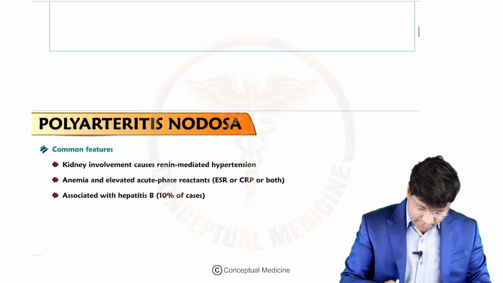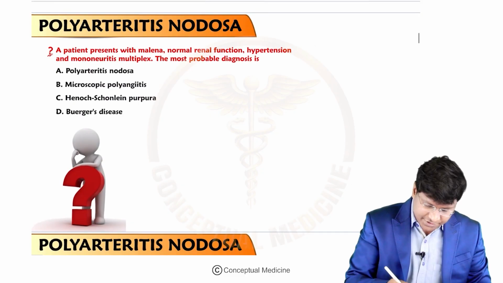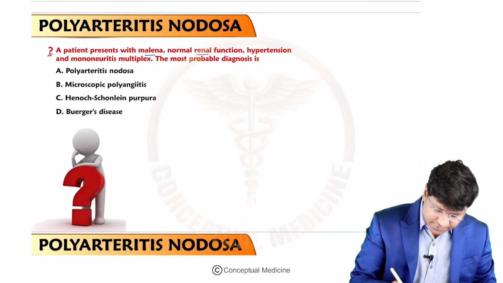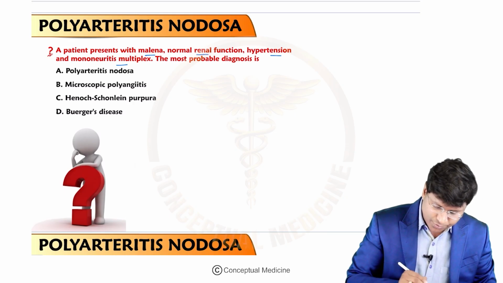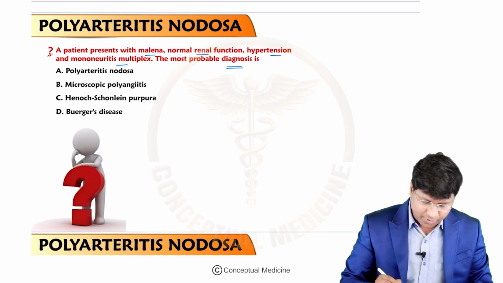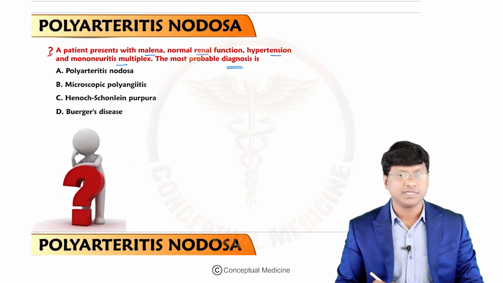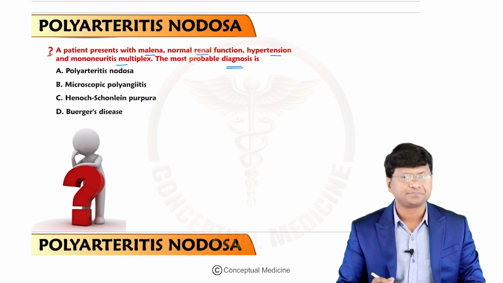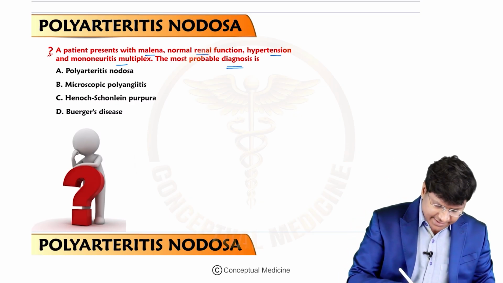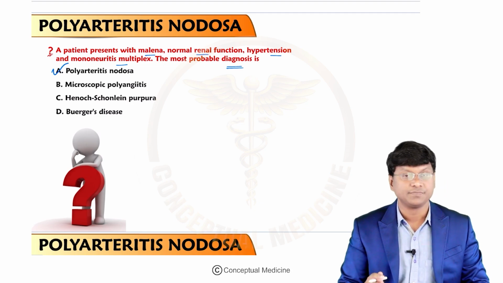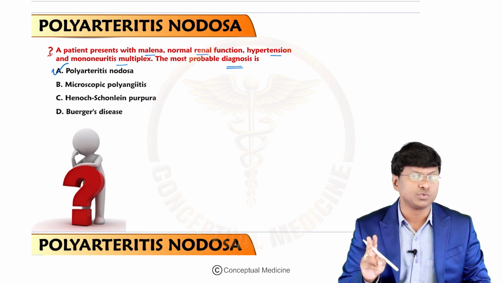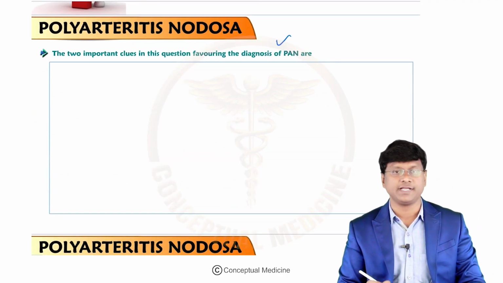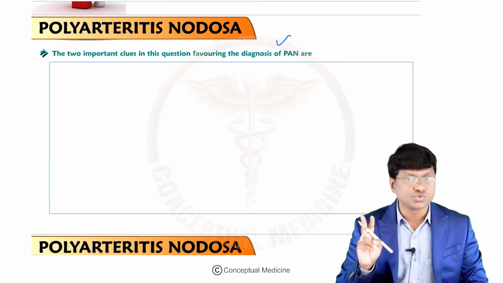And see this clinical scenario: a patient presents with melena, normal renal function, hypertension, and mononeuritis multiplex. What is the probable diagnosis? Polyarteritis nodosa, microscopic polyangiitis, Henoch-Schönlein purpura, Berger's disease. The answer in this question is polyarteritis nodosa. Let me tell you, there are two important clues in this question favoring the diagnosis of polyarteritis nodosa. Now, what are those two important clues?